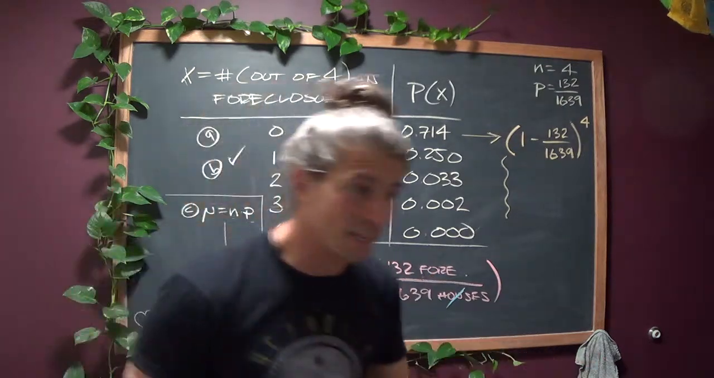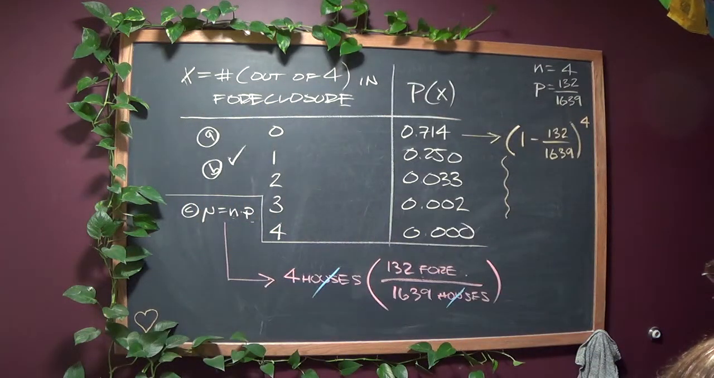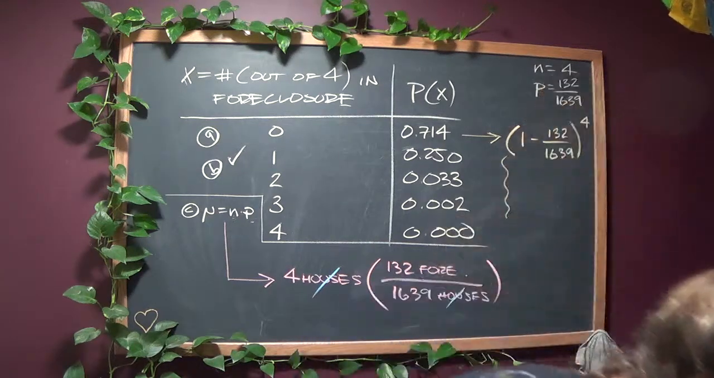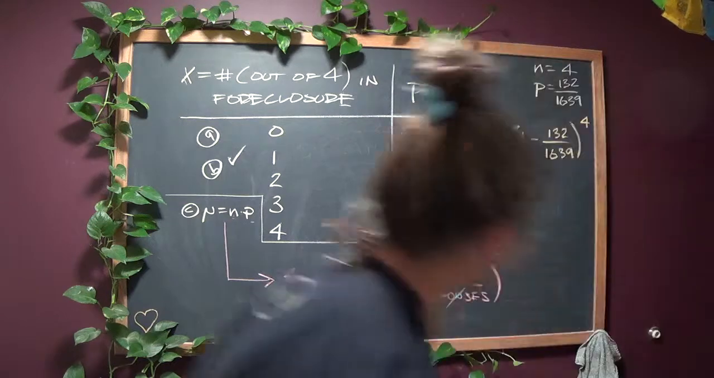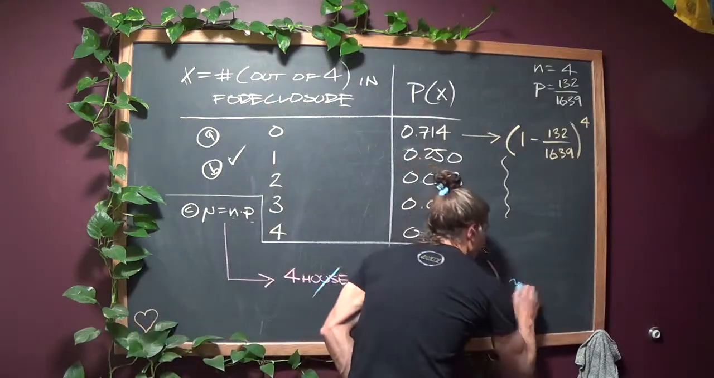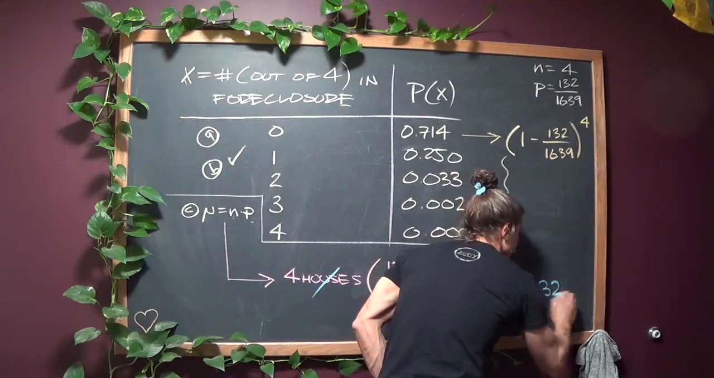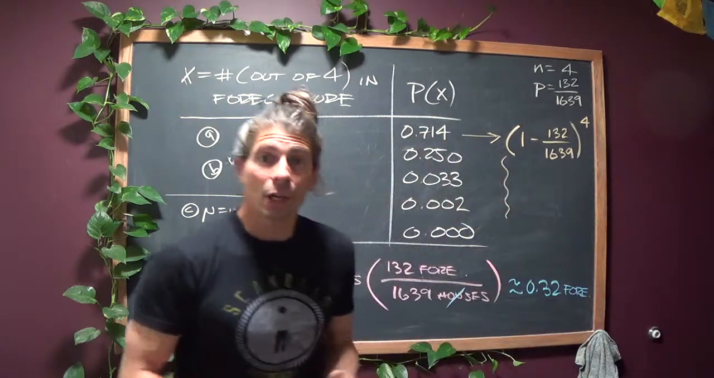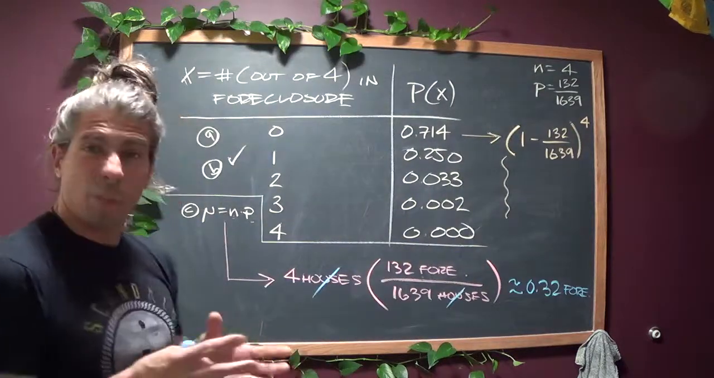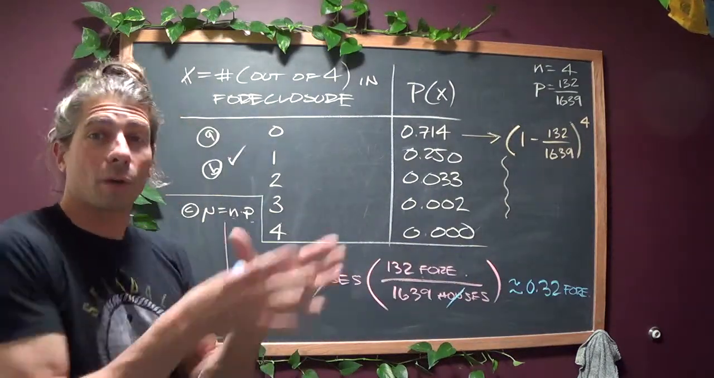Now mathematically, if you need some precision, let me just crunch it real quick for you: equals 4 times 132 out of 1639. I get 0.32, about a third of a house. Or about a third of a foreclosed house, I guess. So your solution for part C there is, you would expect about a third of a foreclosure per 4.